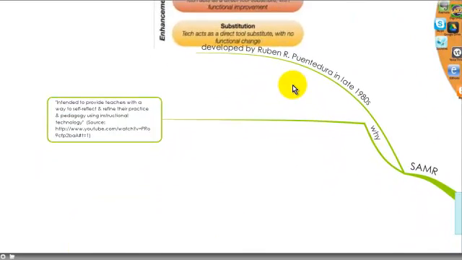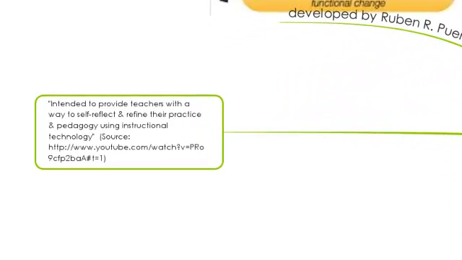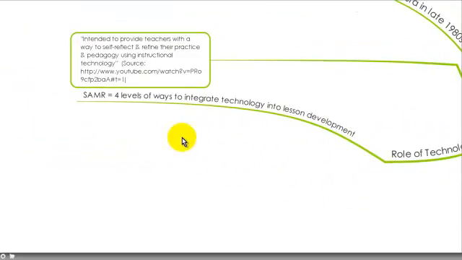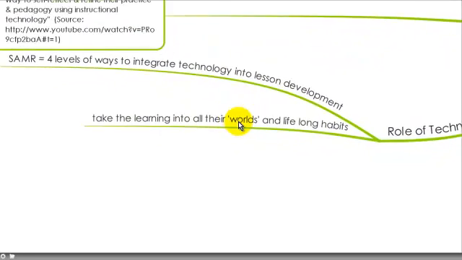Now, why is the SAMR important? Well, it's intended to provide teachers with a way to self-reflect and refine their practice and pedagogy using instructional technology. And that's the source there. So what is the role of technology? Well, SAMR uses technology and four levels or ways to integrate technology into the lesson development.